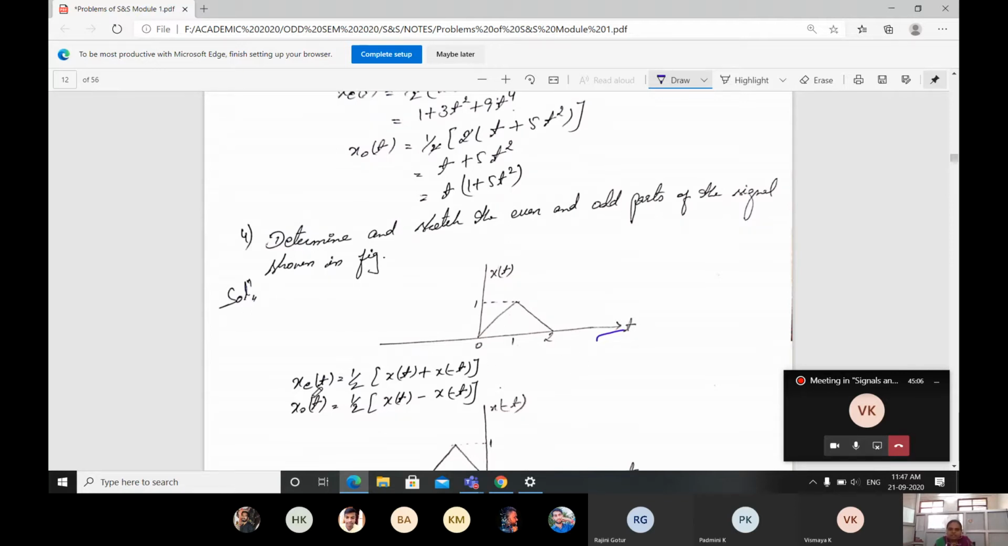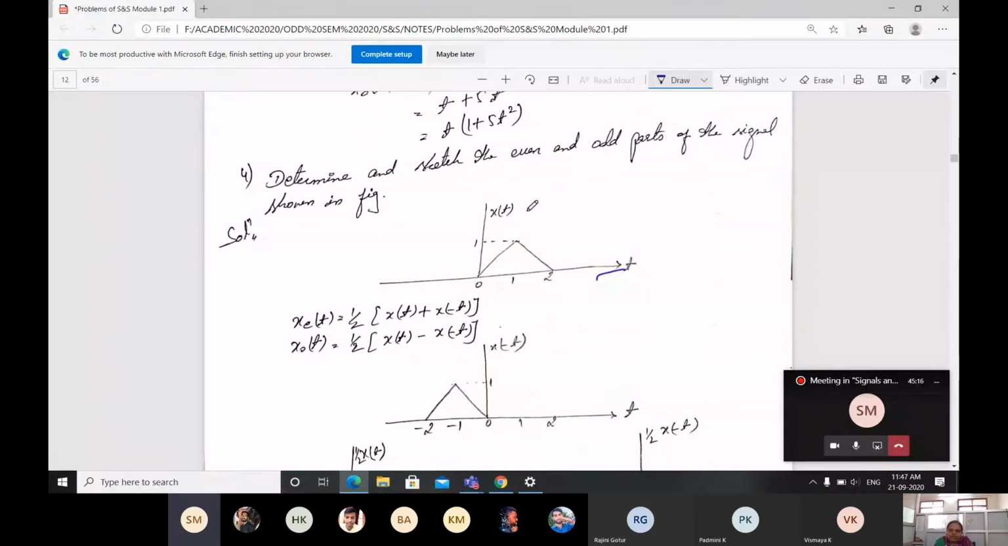First you write the even equation, that is x_e of t is 1 by 2 x of t plus x of minus t. Then our odd part is 1 by 2 x of t minus x of minus t. Here x of t is already given for us.